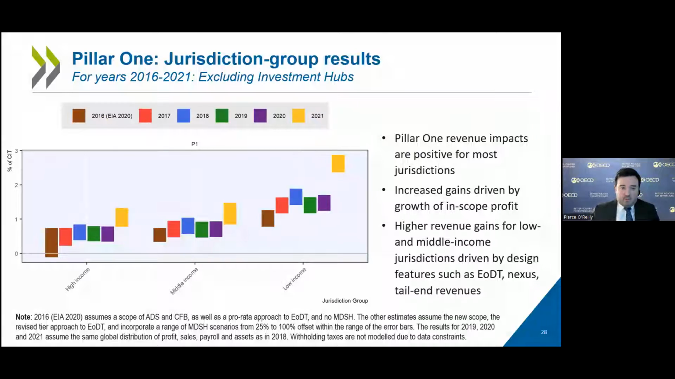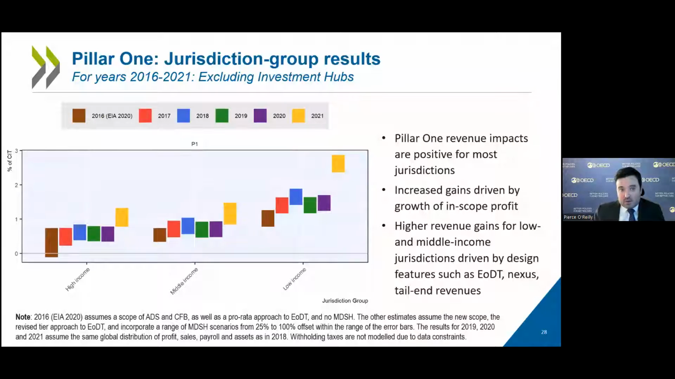What you can see in the chart, again, is these error bars, and each different bar is a given year, and you see the categories of countries there. For each group, you can see the revenue gains rise over time. They're all a little bit higher than we had previously estimated. Again, the time trend is largely due to the fact that the amount of profit in scope has risen over time. But in addition, there are some sharper jumps for certain jurisdiction groups, especially the low income jurisdictions on the right. Those factors are basically design, and we're pleased to have been able to account for some of those design features, many of which are quite developing country friendly.